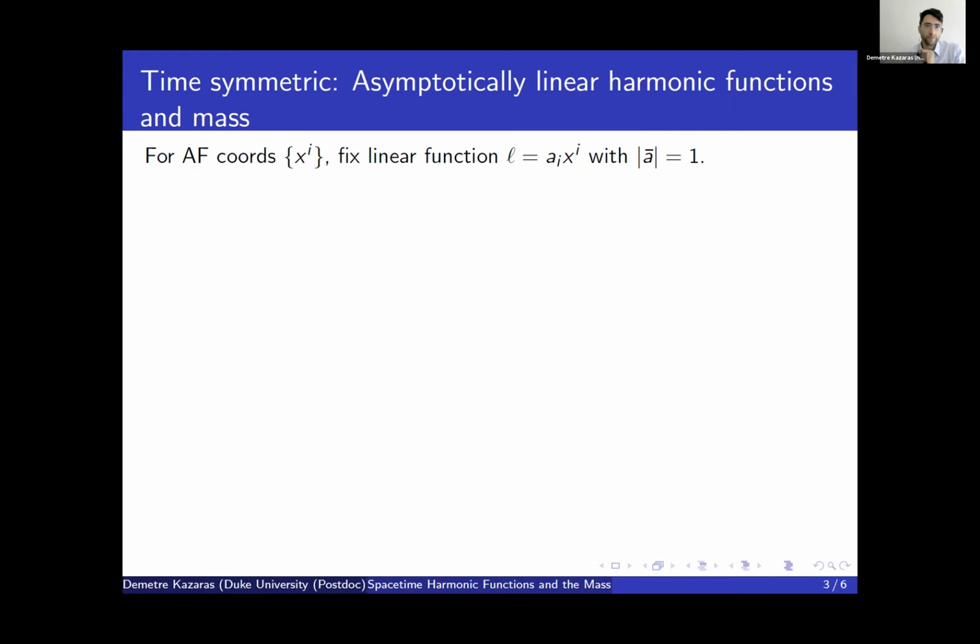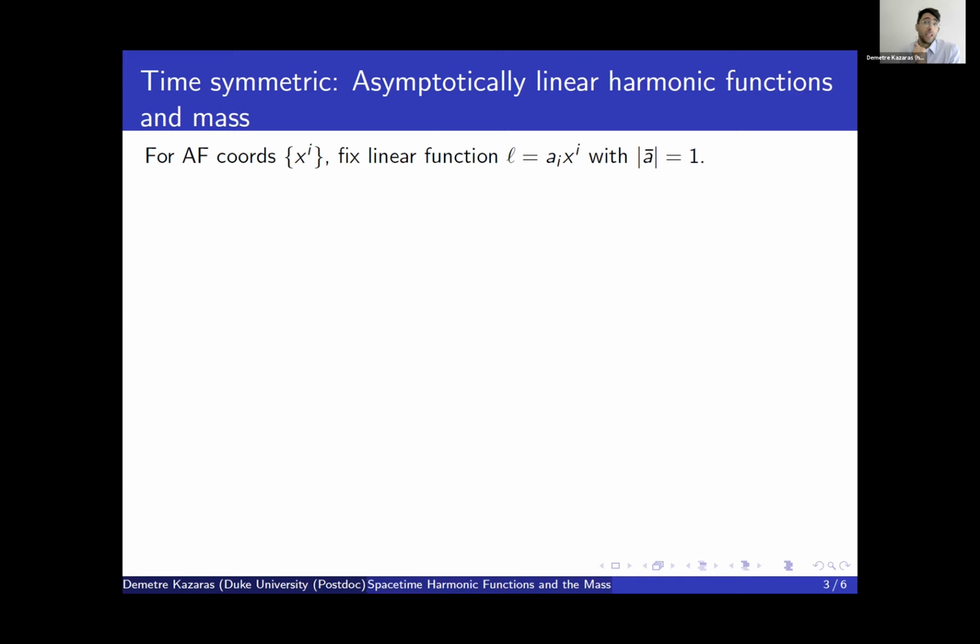Okay, so here's the idea. Let me give you this version first, and then we can talk about the more general situation where you have a non-trivial K. Okay, so let's fix, in the asymptotically flat coordinates, a linear function. For instance, it could just be like x1. It should be linear and have length one.